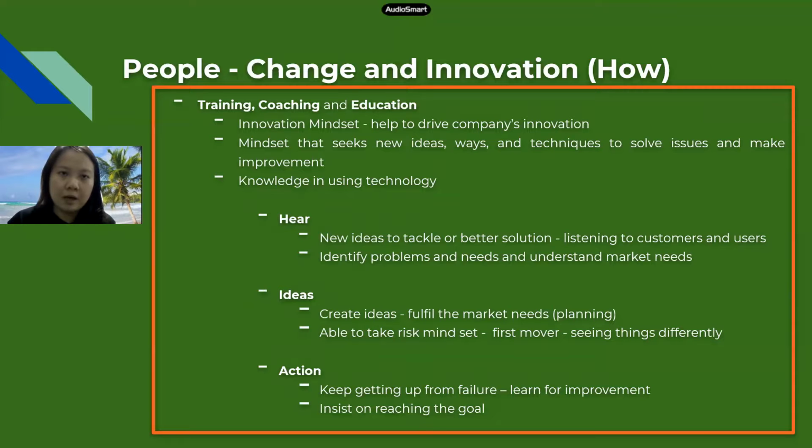So how do we make change and innovation for the people? We can use training, coaching, and educating to let them have an innovation mindset and an idea concept of what to do and what to start doing. Through the first step, you teach them, and let them have a concept idea from what we are teaching. After that, they have ideas, and they can start planning what to do. After that, they will take action and start to implement.